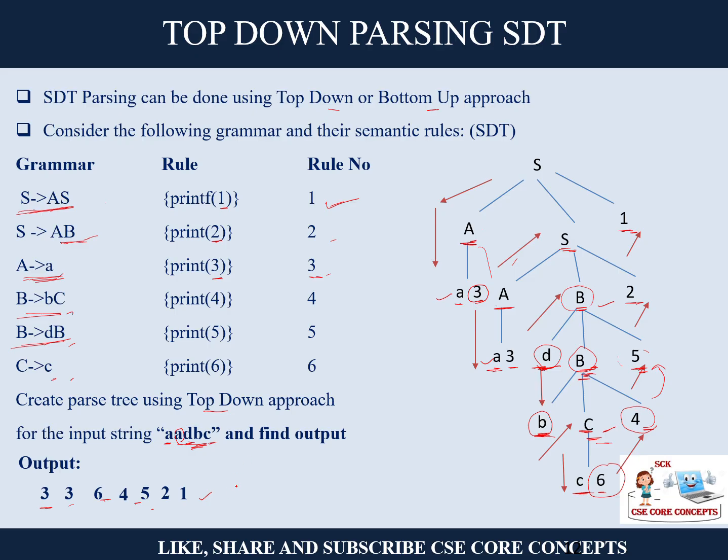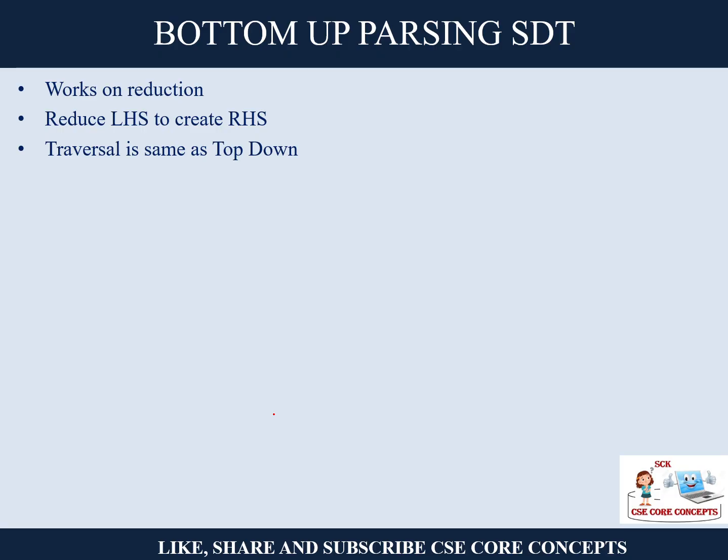Understood? How to traverse. This was your top down parsing. Now you can go for bottom up. In the case of bottom up, you will work on reduction. You will create the parse tree using bottom up, but the traversal for generating the output will be the same as that of top down. So here in bottom up, I take the same figure and reduce.